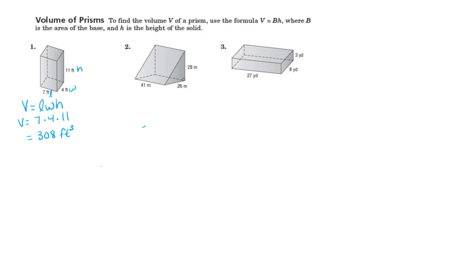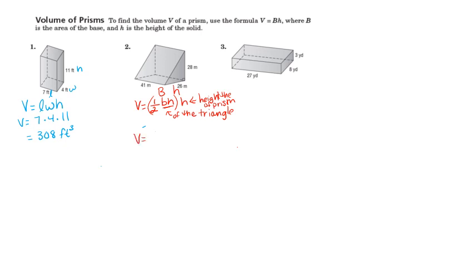Number 2 is a triangular prism, and the volume of that, again, is the area of the base times the height. The area of a triangle is one half base times height. This is the base and height of the triangle, and this is the height of the prism. The height of a prism is the distance between the bases. So in number 2, it's 41.